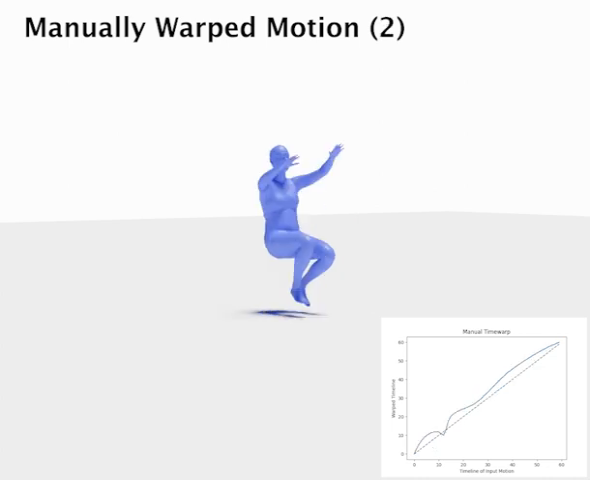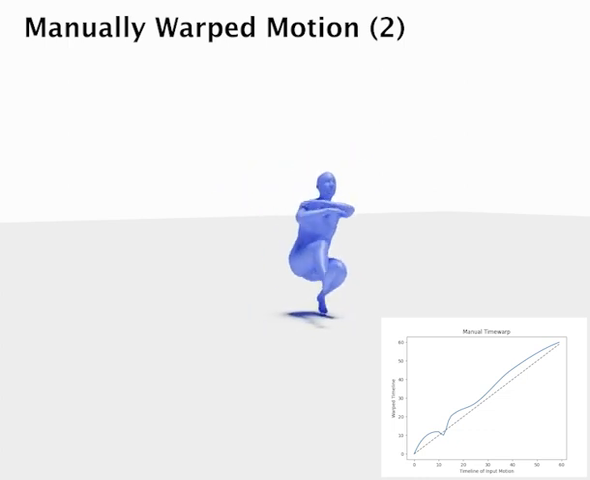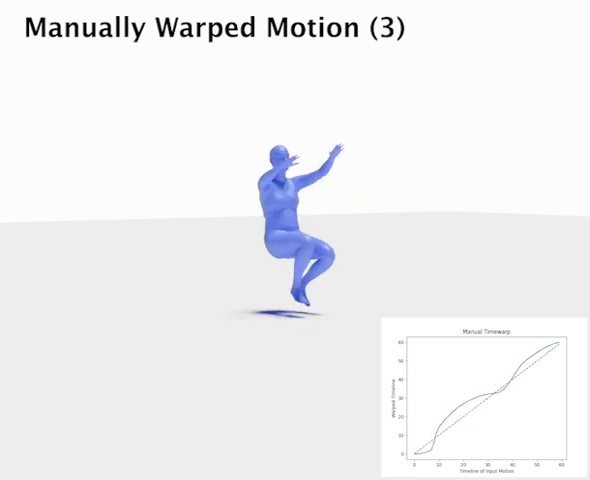Here's another attempt. We again were not able to manually construct a warp that would recover the missing spatial detail.